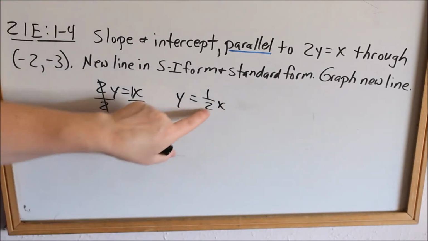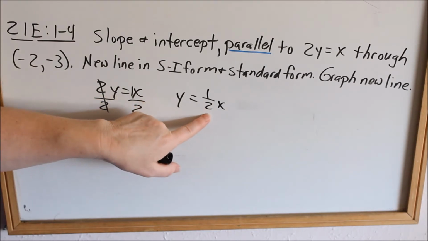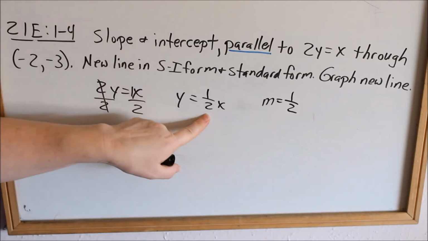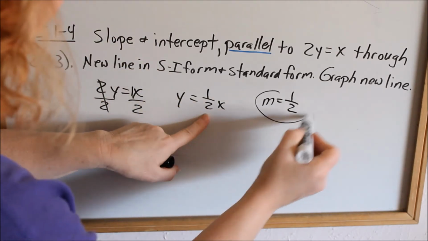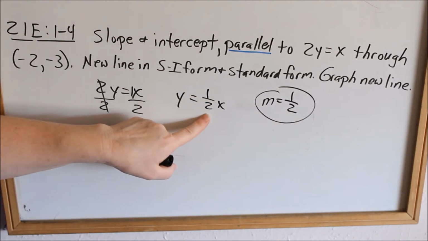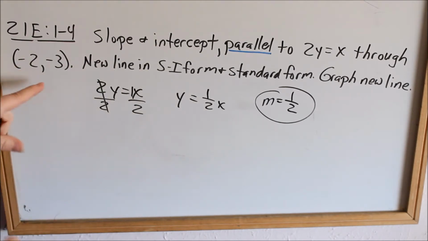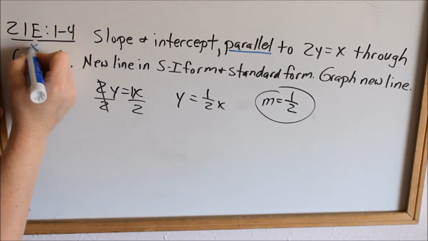Okay, so we want to be parallel to this equation. Parallel lines have the same slope, so I know that my new line needs to be a slope of 1/2 as well. That's one of our questions that they're asking us. Now we need to find the y-intercept. So they gave us a point in the problem, and when they give you a point, that is an x, y coordinate.